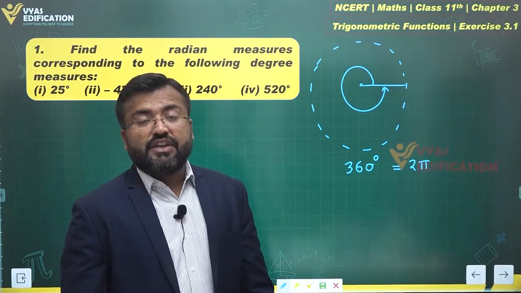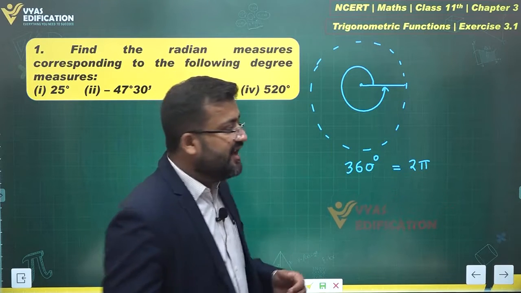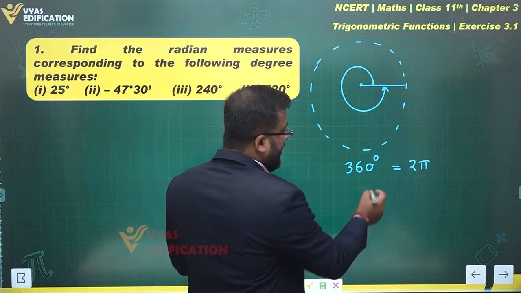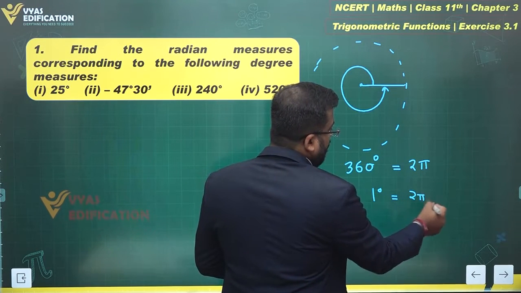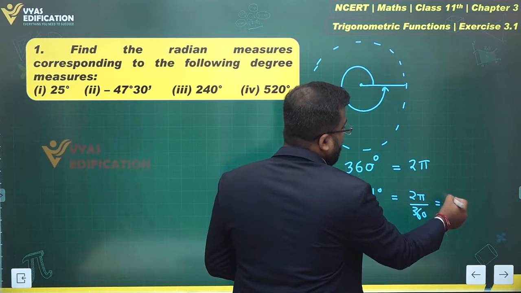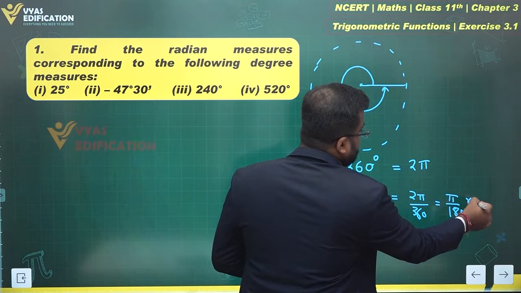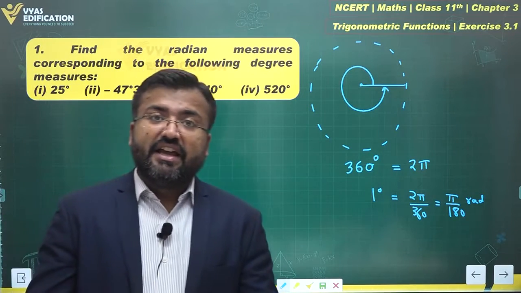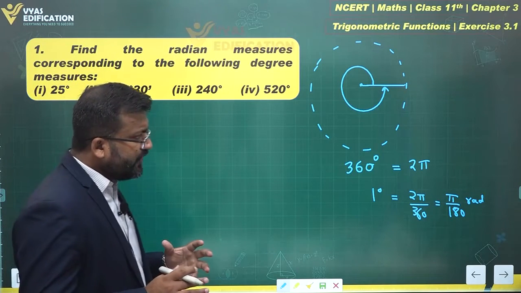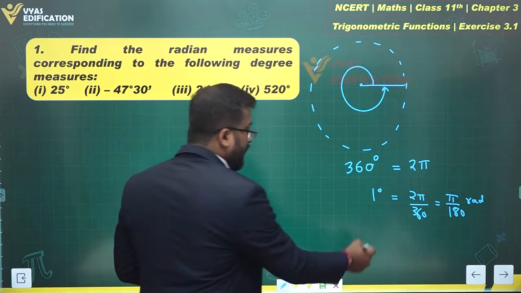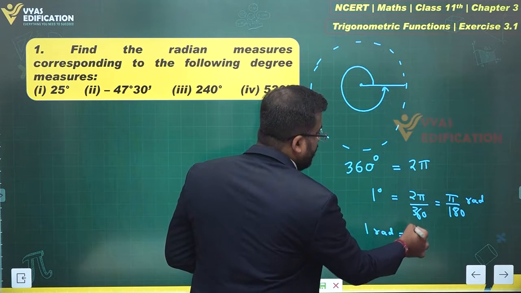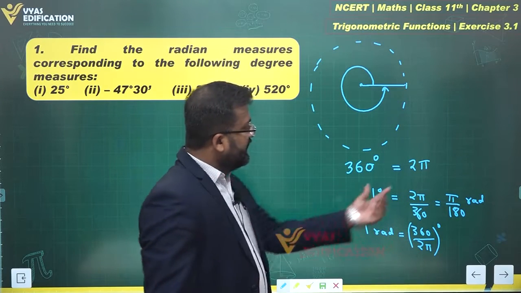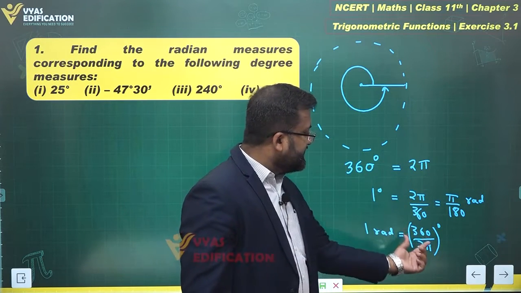Once you are aware of this, we can find the conversion factor very easily. If 360 degree is equal to 2 pi, then 1 degree is equal to 2 pi over 360. What is that? Pi over 180 radians. So 1 degree will be equal to pi upon 180 radians. That's what you can observe clearly. Alternatively, you could also have found 1 radian. 1 radian will be equal to 360 over 2 pi degree.